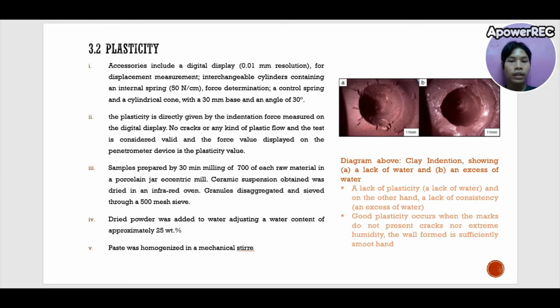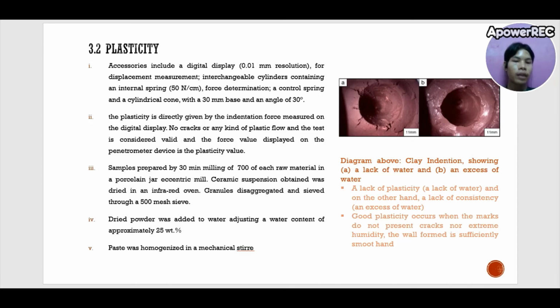Samples were prepared by 30-minute milling of 700 g of each raw material in a porcelain jar eccentric mill. The ceramic suspension obtained was dried in an infrared oven. Granules were disintegrated and sieved through a 500 mesh sieve. Dry powder was added to water, adjusting to a water content of approximately 25%. The paste was homogenized in a mechanical stirrer.